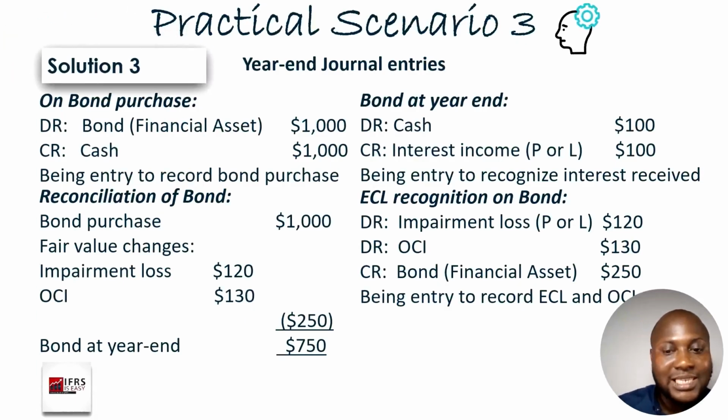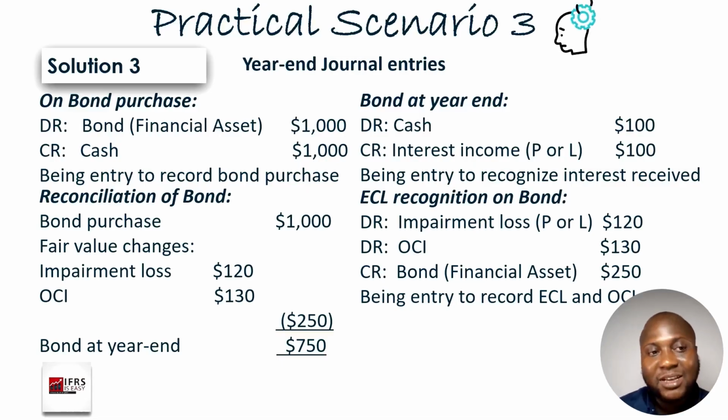So the initial entry will be, we already know, we debit the financial asset that we've bought, we credit cash that we released out. Now at the end of the year, because we said there is a 10% interest on it, it means that we would credit interest income and debit cash with that 10%.